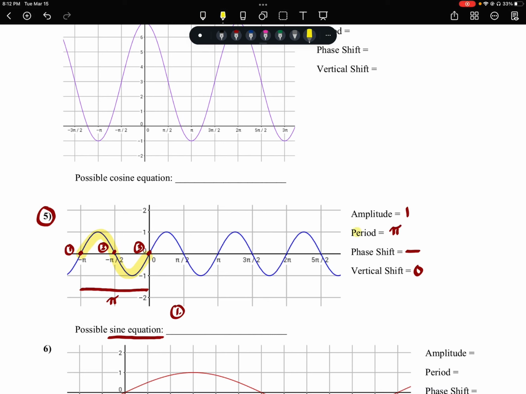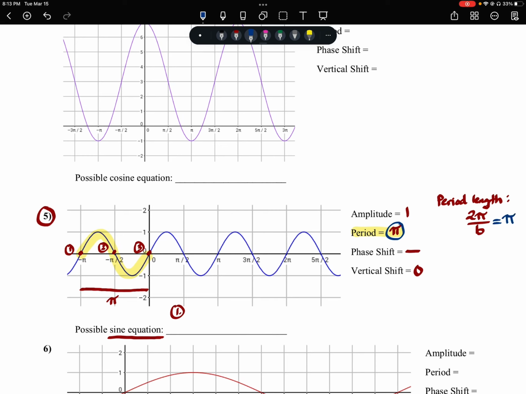This is important. Remember, there is that formula for the period change. Our period length is always going to equal 2 pi divided by b. So if that is what our period length equals, and we already know that our period length on this one is pi, let's just set this equal to pi.